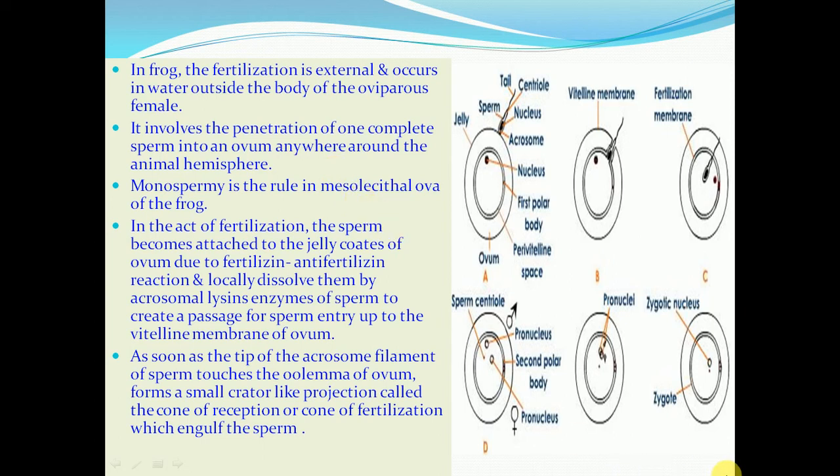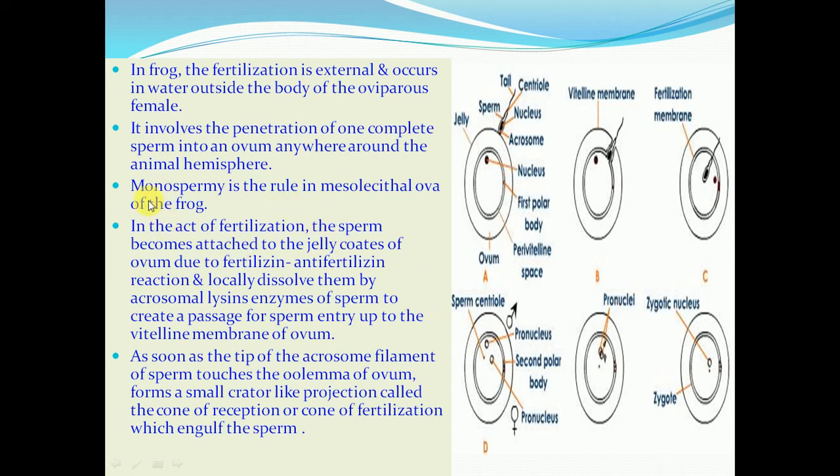So the acrosome helps to penetrate the ovum, particularly around the animal hemisphere, because we already saw that there are two types of poles, the animal pole and the vegetal pole. At the animal pole, the sperm can penetrate the ovum. So monospermy is the rule of the mesolecithal ova of the frog.